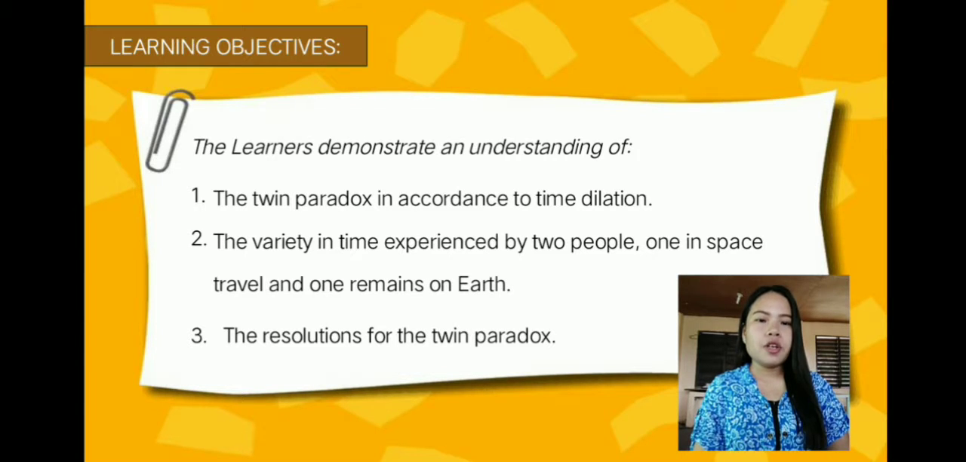Second, the learners must demonstrate an understanding of the variety in time experienced by two people, one in space travel and one who remains on Earth. So after our lesson, you must be able to understand how the time varies due to the different experiences of the two people. And the third, the learners must demonstrate an understanding of the resolutions for the twins paradox.